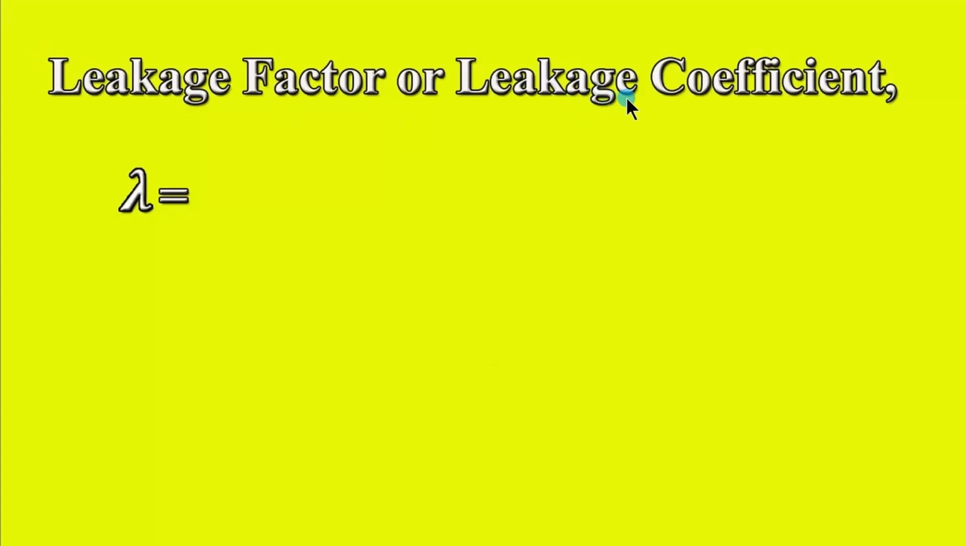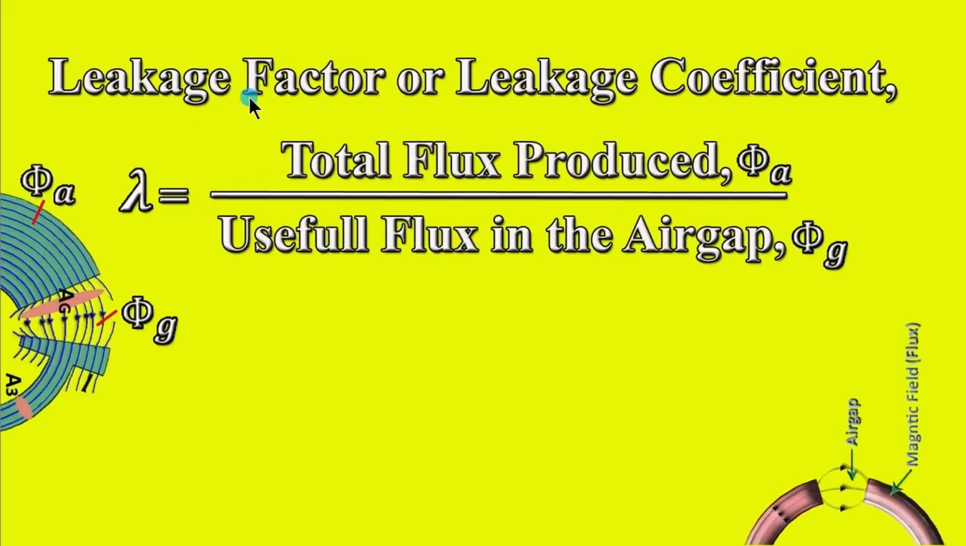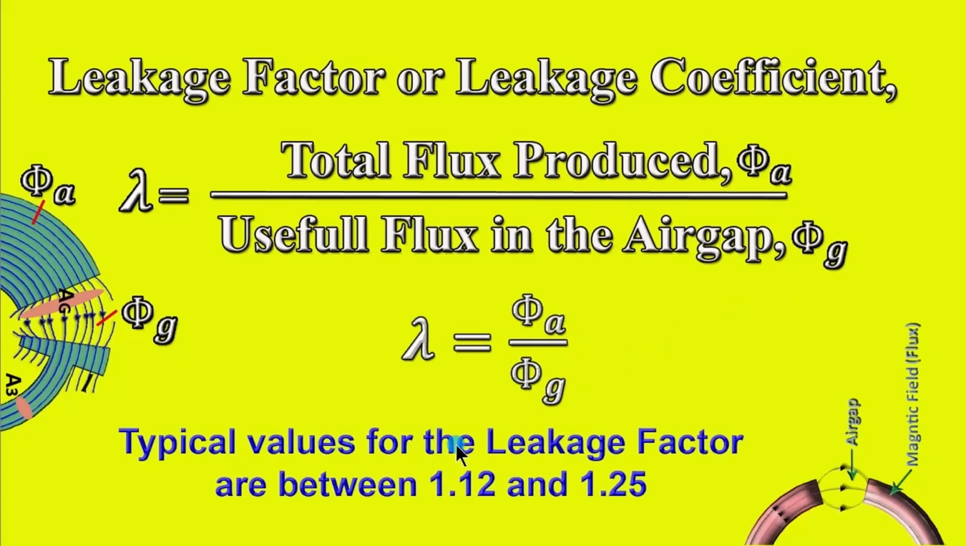Leakage factor or leakage coefficient lambda. Leakage factor is the ratio of total flux produced, phi A, divided by useful flux in the air gap. That is, the formula can be written as lambda is equal to phi A, which is the total flux, divided by phi G, which is going through that air gap. Typical values for leakage factor are between 1.12 and 1.25.